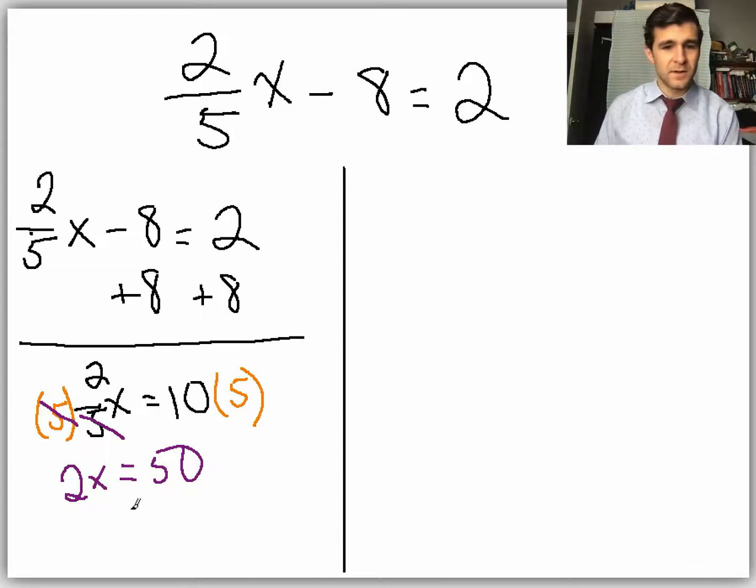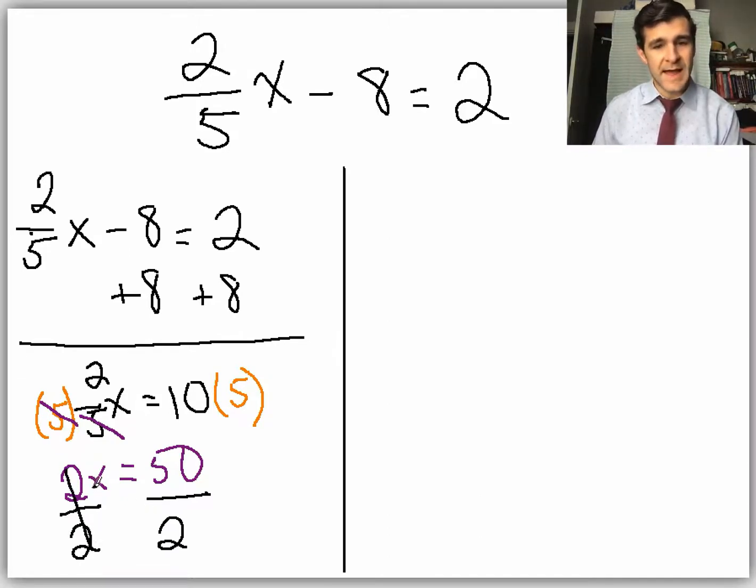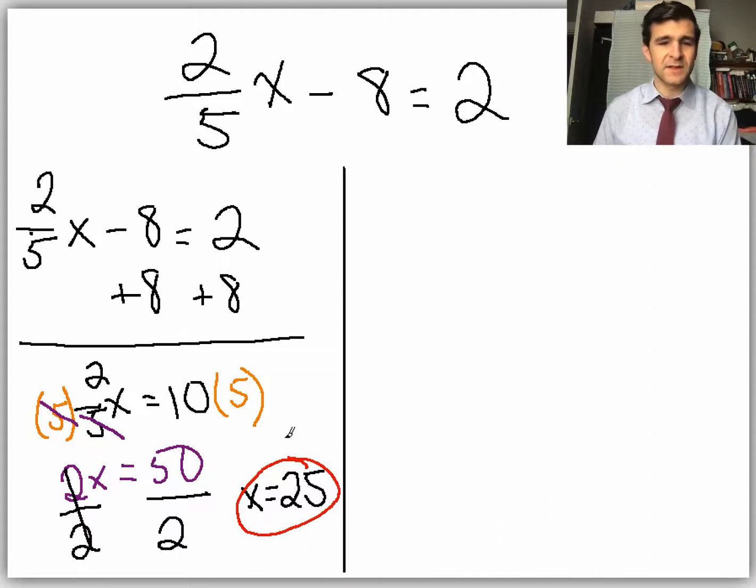So, similar to the problems we did before, I take the coefficient in front of x, which is 2, and divide both sides by it. 2 divided by 2 cancels out to 1. x is equal to 50 divided by 2. x is equal to 25. And that's our final answer. But there's another way we could have done this.